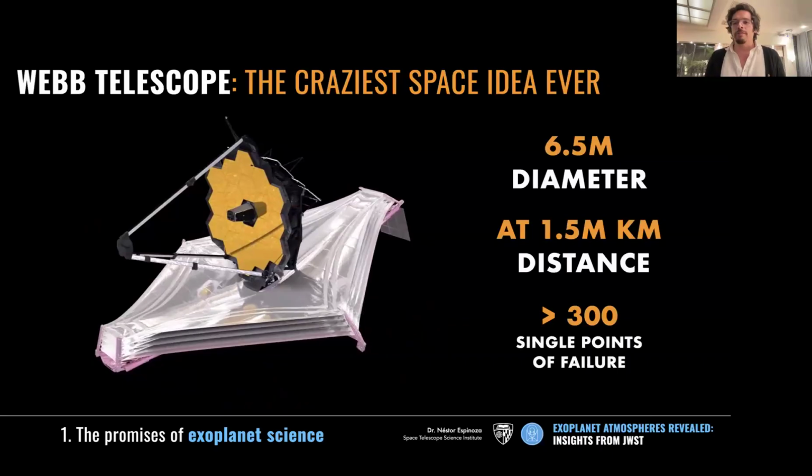So this is a 6.5 meter diameter telescope. The whole structure is the size of a tennis court. So it's very big, with a lot of complicated things going on. It's at 1.5 million kilometers distance, which is 5 times the distance from the Earth to the Moon. So it's very far away, at a point called the L2 point. And the last point, I think the key one, is that it had over 300 single points of failure in the unfolding that you just saw.